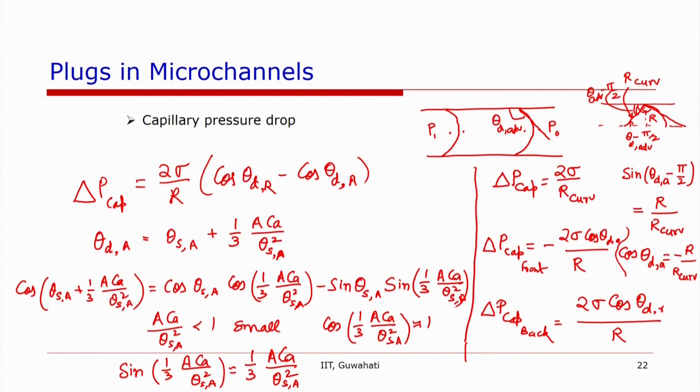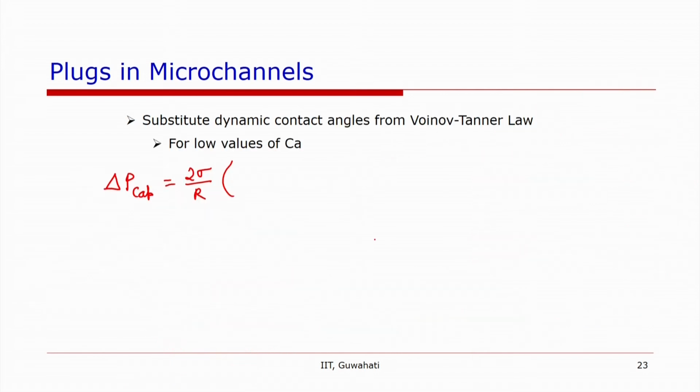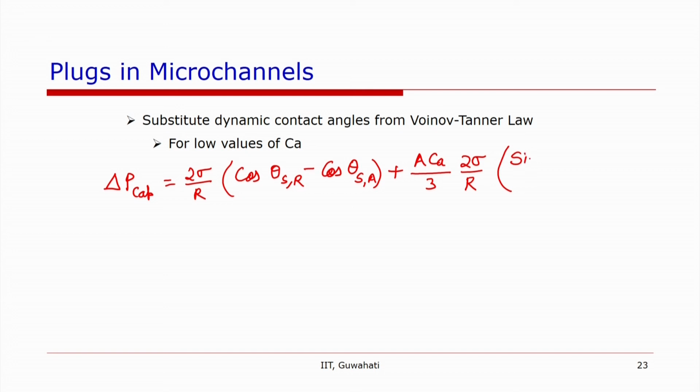The same substitution can be done for the receding angle with a minus sign there, and we will get 2 sigma over R into cos theta SR, the static constant angle receding, minus cos theta SA, the static angle advancing, plus ACA, which equals 2 sigma over R into sin theta SR divided by theta SR squared plus sin theta SA divided by theta SA squared.